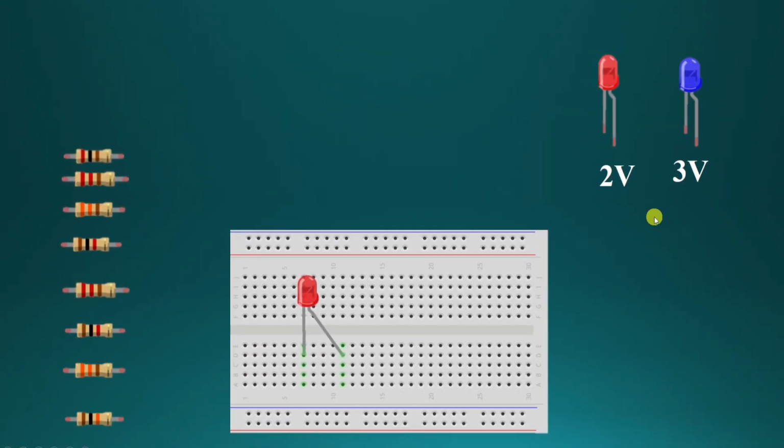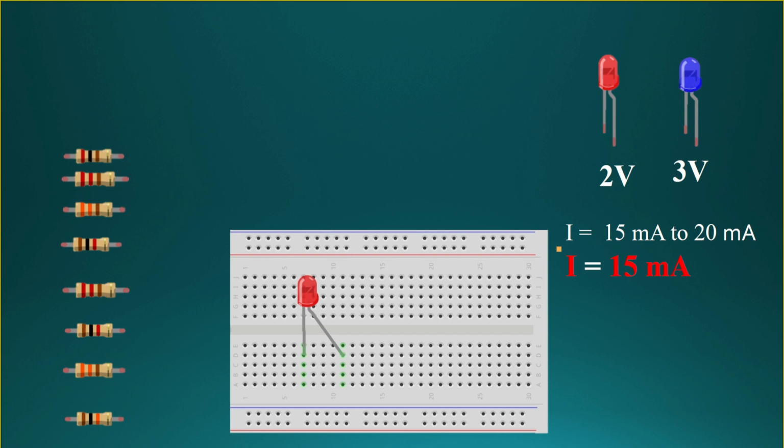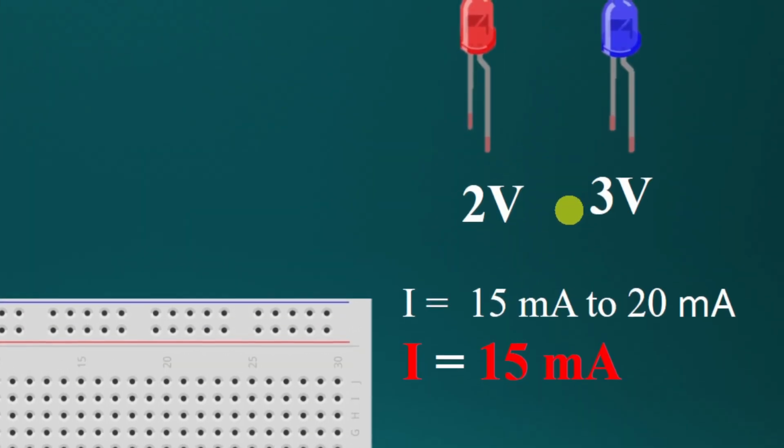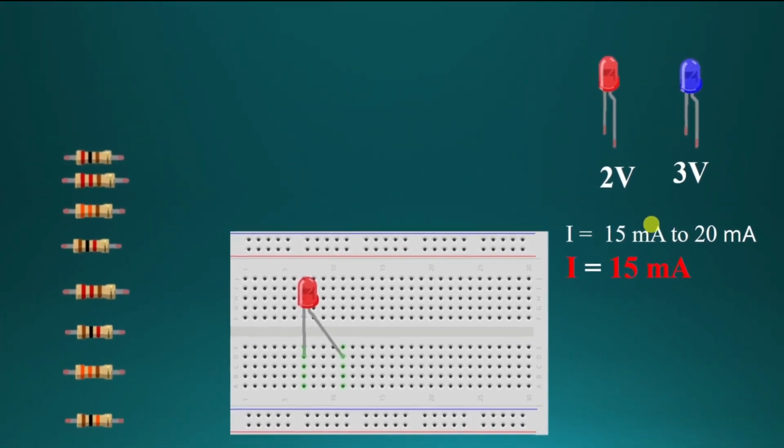And current consumption of the LED will be in the range of 15 milliampere to 20 milliampere, but we will consider here around 15 milliampere. So using current consumption and dropping voltage in Ohm's law, we will calculate the value of the resistor.